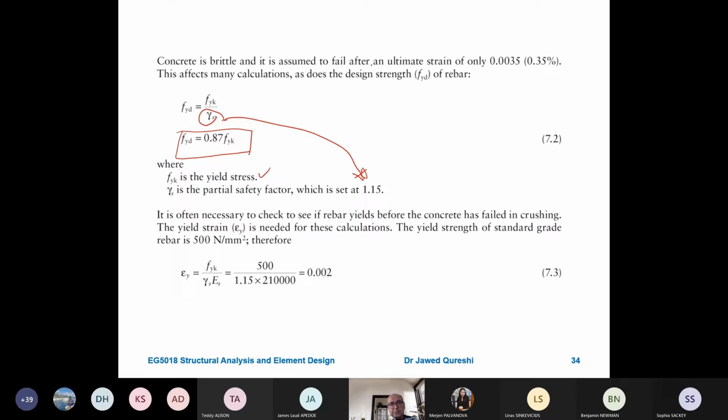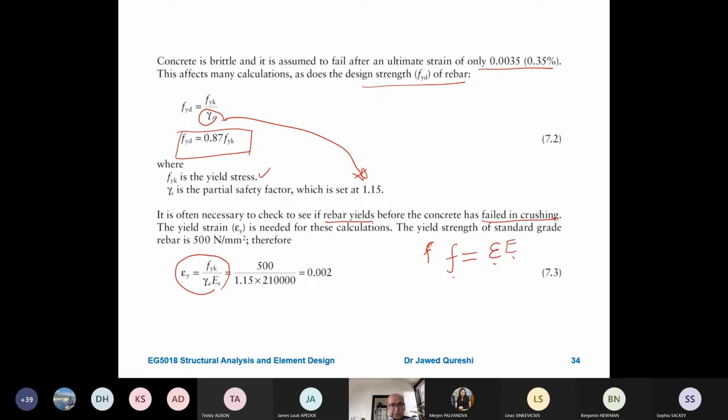Now concrete is brittle. It is assumed to fail at an ultimate strain of 0.0035 or 0.35%. The design strength of rebar is 0.87 FYK. It is often necessary to see if the bar yields before the concrete has failed in crushing. So the yield strain is worked out from here, and this actually comes from Hooke's law. Hooke's law is F equals epsilon E, where epsilon is strain, F is stress, and E is Young's modulus.